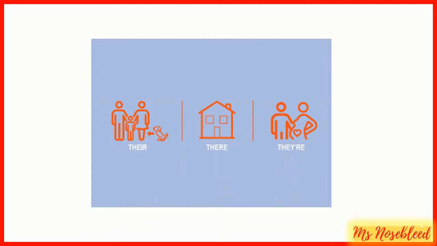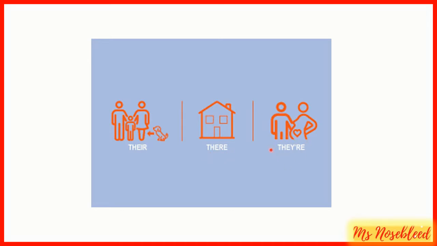You know, there are tons of cool things on the internet, and these are the best four most creative ways that I've found to remember how to use there, their, and they're, okay? The first one I found was this one, their, and you can see the dog. That means it's their dog. The second one is a house, so that means it's location. So there, over there, right?